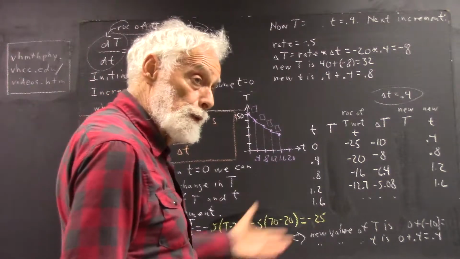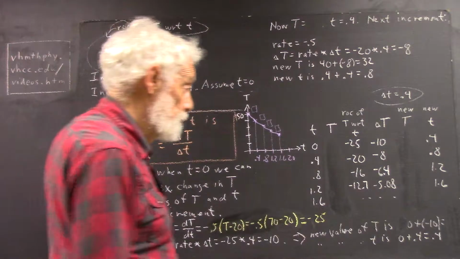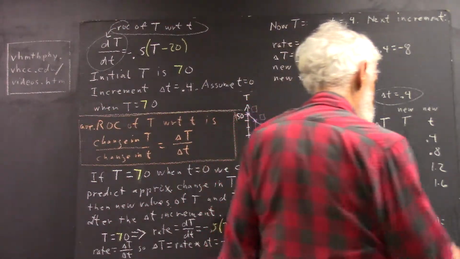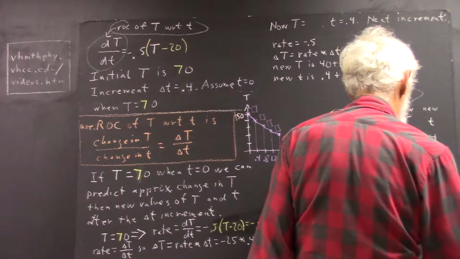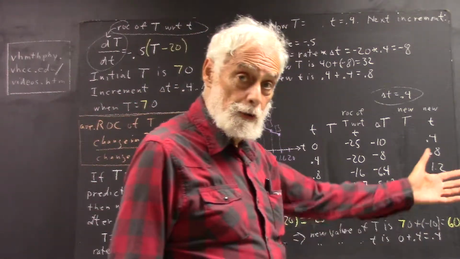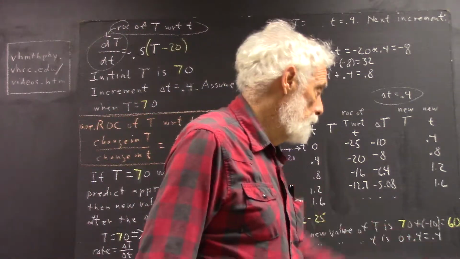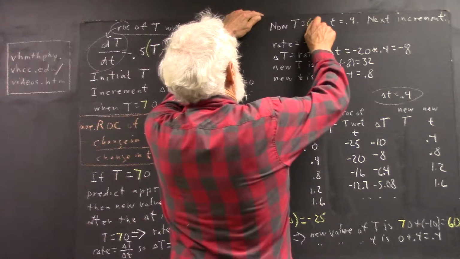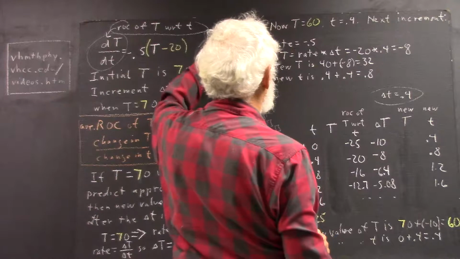So what's our new value of T? We take our old value of T, the value we started with, which was 70. To that we add negative 10 and we get 60. And then little t still changes by 0.4, so it becomes 0.4. Started at 0, changed by 0.4, it goes to 0.4. So now the temperature is 60, and t is 0.4.